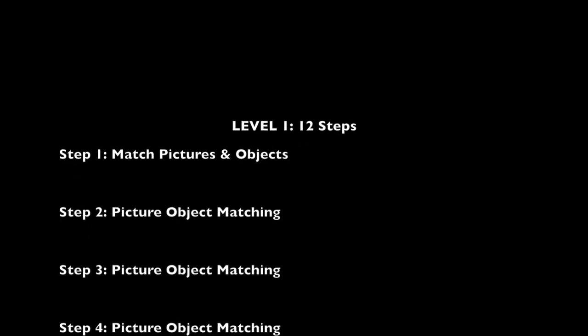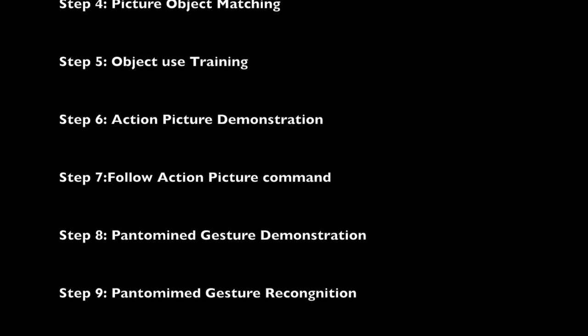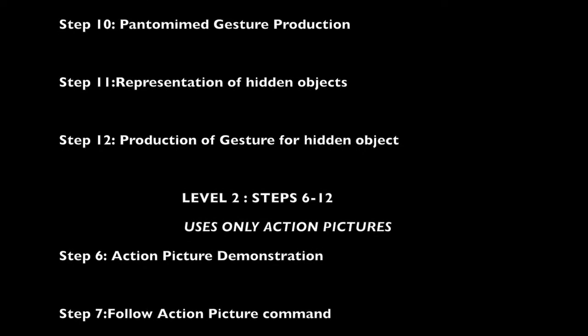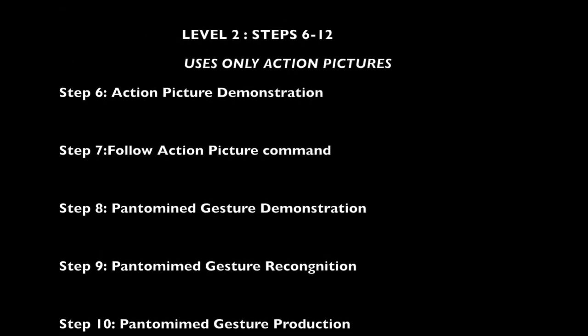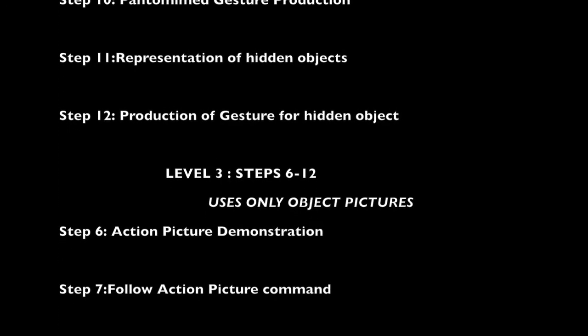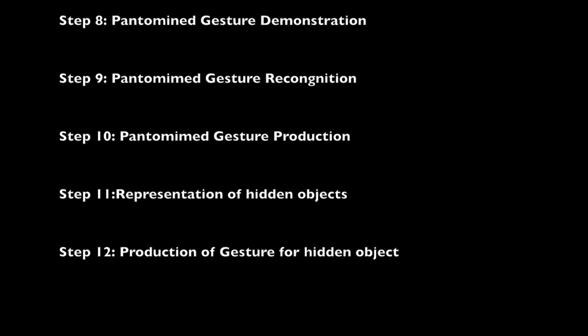This program uses 5 objects, so a perfect score is a 5.0. Level 1 includes steps 1 through 12 and uses real objects, pictures of the objects, and action pictures. Level 2 includes steps 6 through 12 with no real objects and only action pictures. And level 3 includes steps 6 through 12 where only pictures are used.